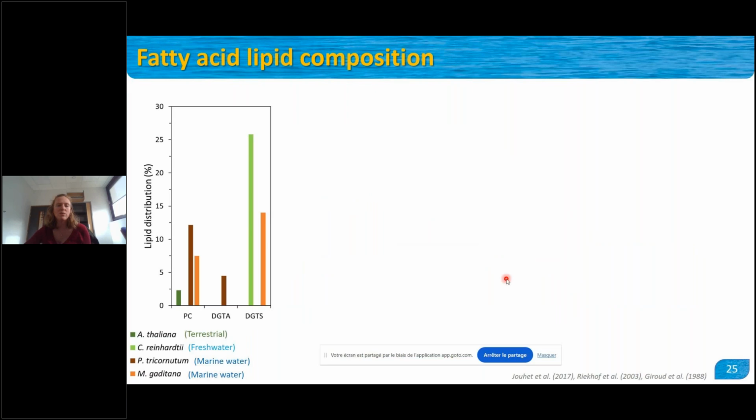And if you look at the distribution, that's what I said, in Chlamydomonas reinhardtii, we don't have PC, we just have DGTS. In marine organisms, we have both PC and betaine lipid, DGTA or DGTS, and in plants, we don't have PC. And in some other algae, like Chlorella, we just have PC and no DGTS.